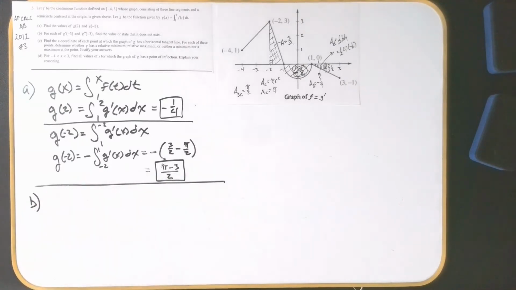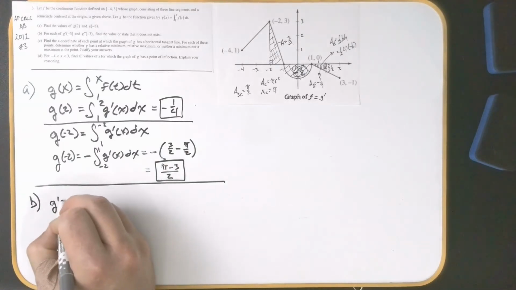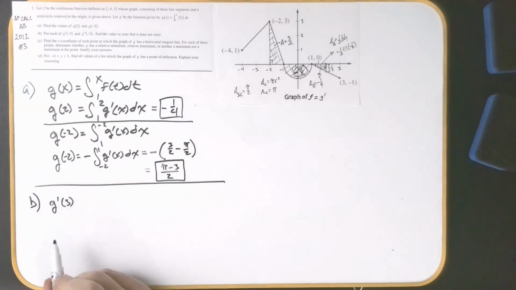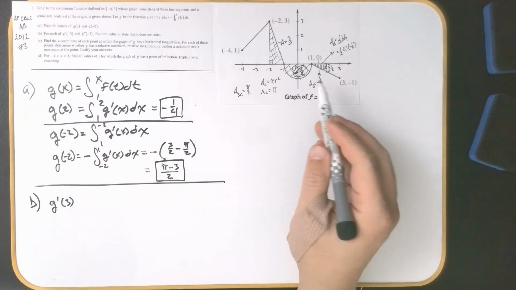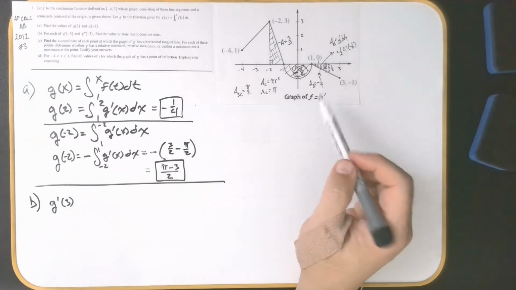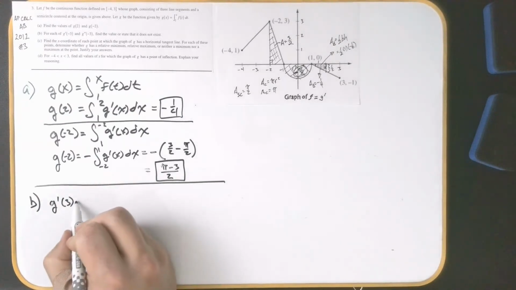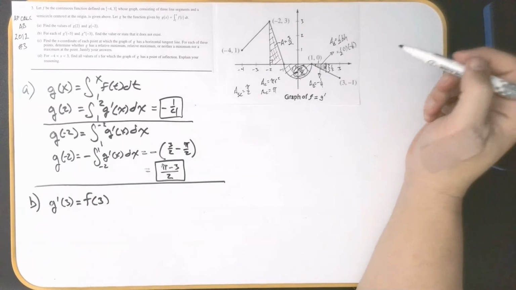Let's look at B. B says, find g prime of -3 and g double prime, or the second derivative, at -3, or state that it does not exist. Okay, well, let's find g prime of -3. Well, g prime of -3 is pretty easy, because we have the graph. And as long as it's at a decent location, we should be able to read the graph. Because g prime of -3 is the same as f of -3. So let's just go to the graph and find it.